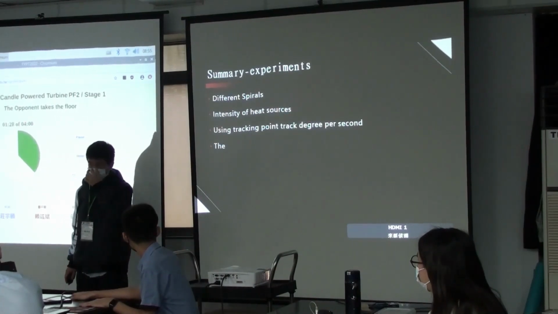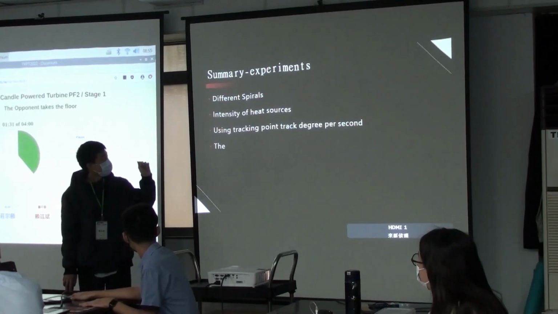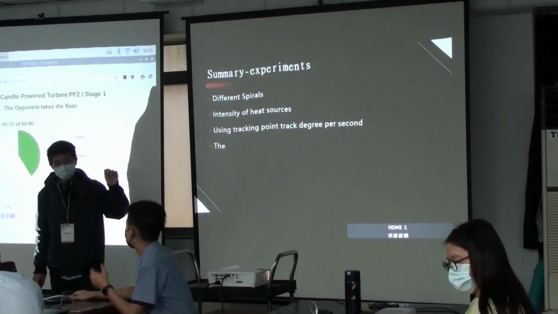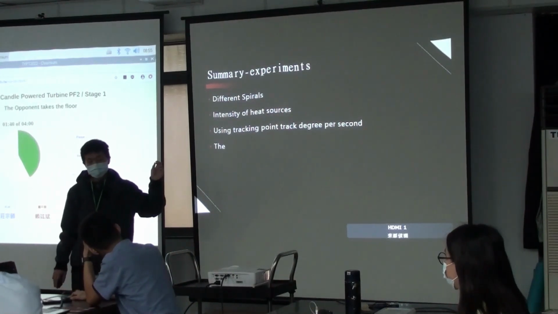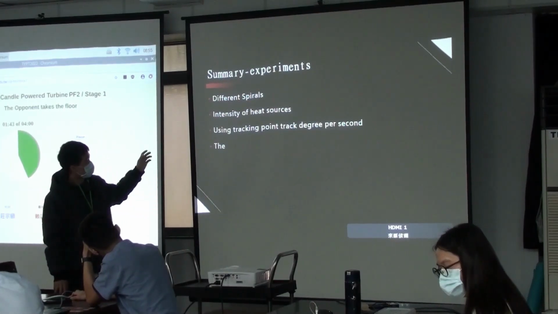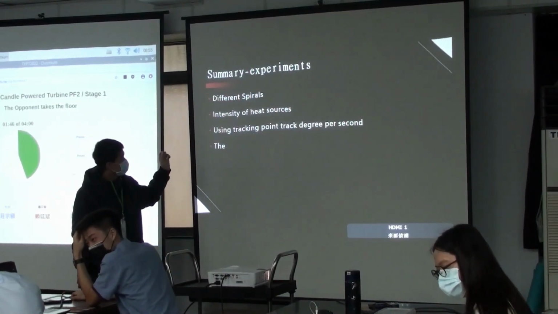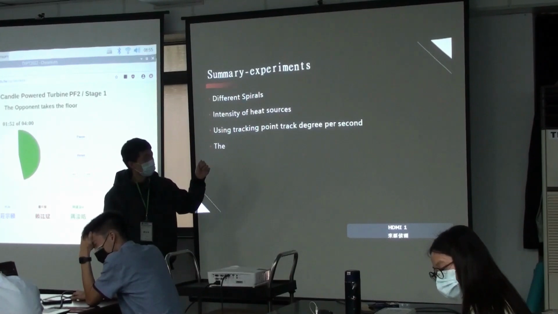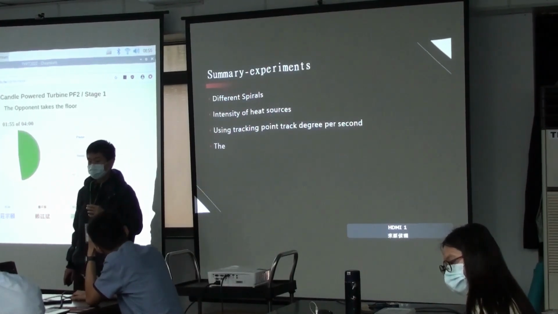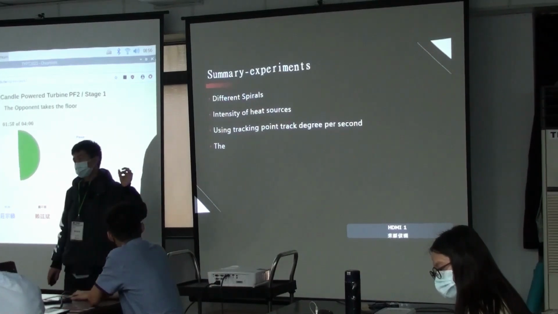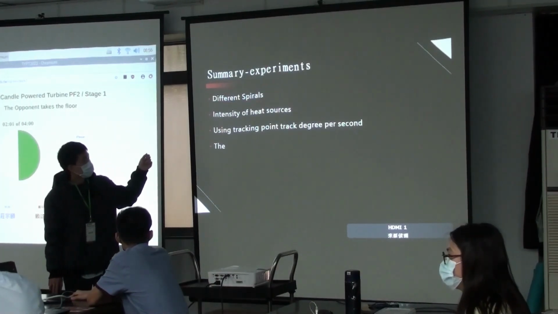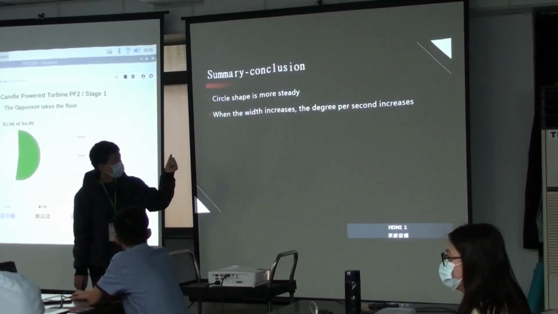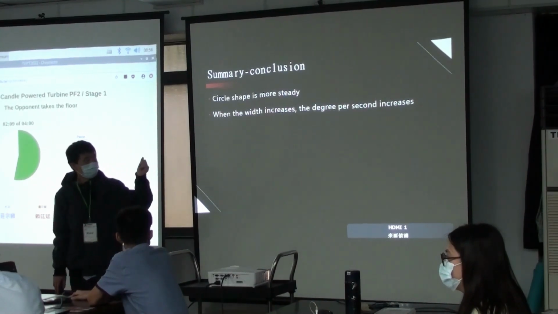The summary of the experiment is different spirals may have different effects on this experiment, and they use a tracking point to track the degrees per second of the spiral, so that you can calculate the torque of the spiral. The conclusion is when the width increases, the degrees per second increases.